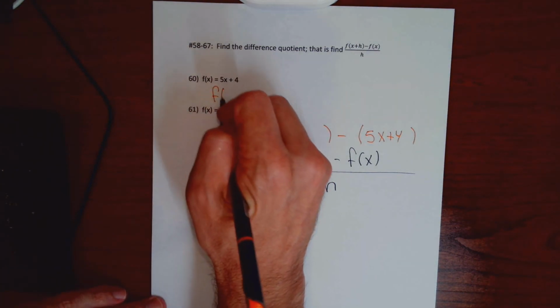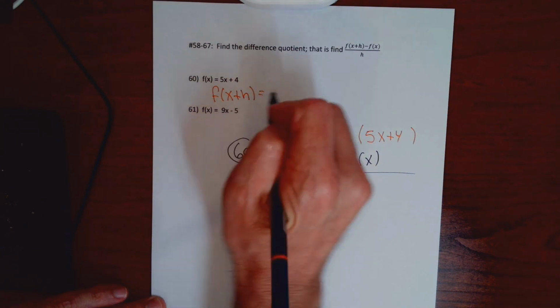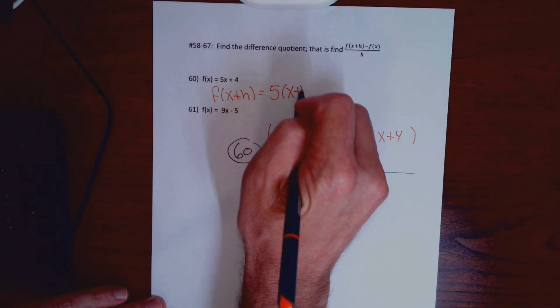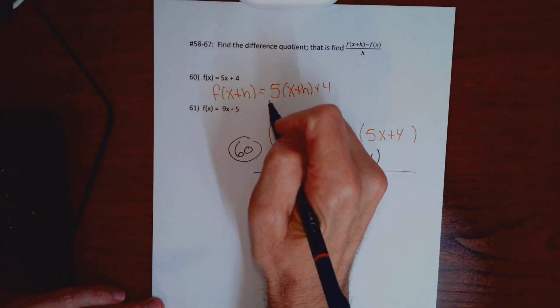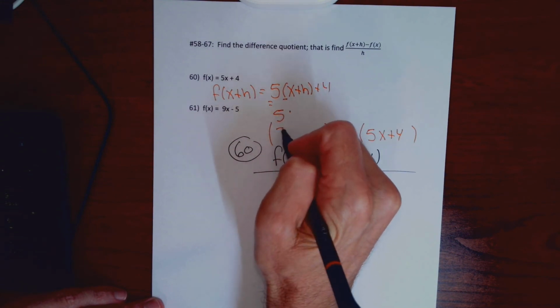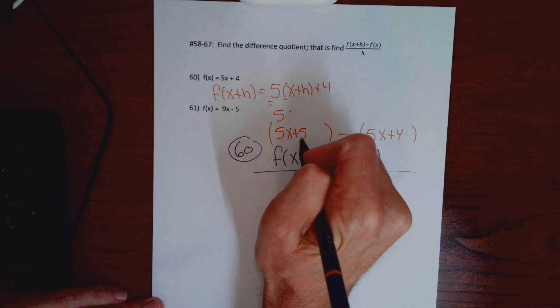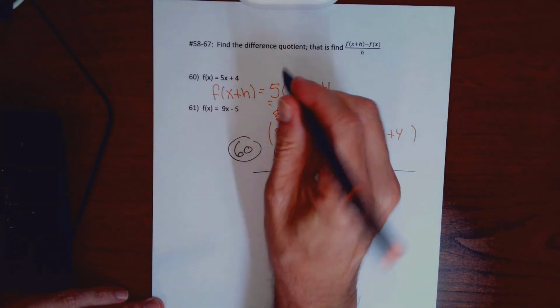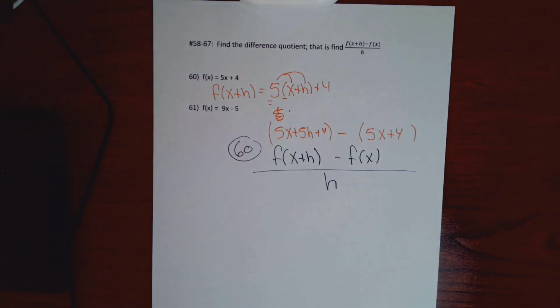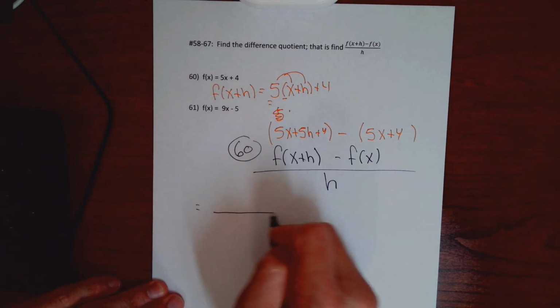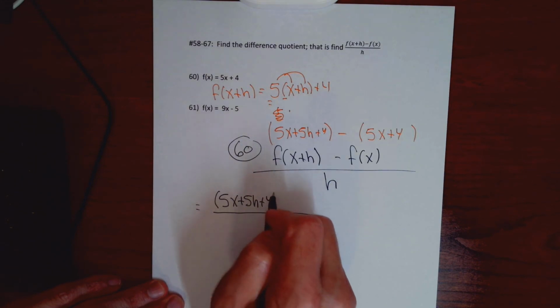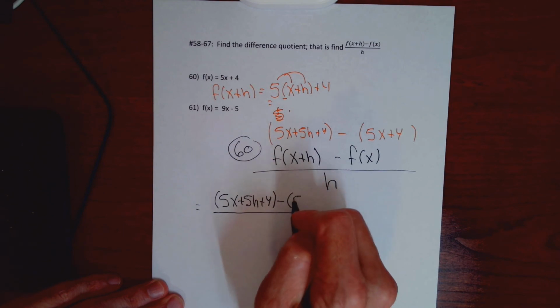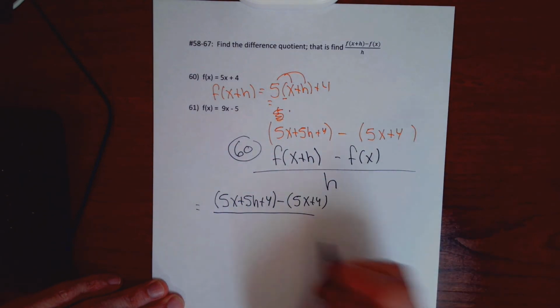The something that fits this problem for f of x plus h is what I get when I change the x to x plus h in the f function. And that is 5x plus 5h plus 4, because I'm going to go 5 times x and 5 times h to figure out my f of x plus h. Kind of have the difference quotient right here. The difference quotient is going to be 5x plus 5h plus 4 in parentheses minus 5x plus 4 in parentheses divided by h.